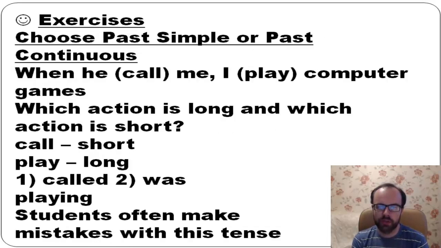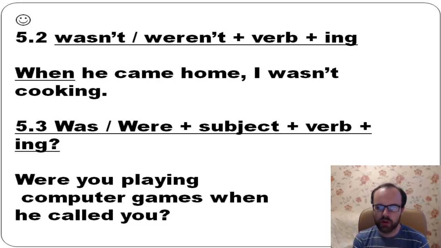Exercises. Choose past simple or past continuous. So, which action is long and which action is short? Call short, play long. So when he called me, I was playing computer games. Students often make mistakes with this tense. Wasn't, weren't plus verb plus ing. When he came home, I wasn't cooking. Was, were plus subject plus verb plus ing. Were you playing computer games when he called you?